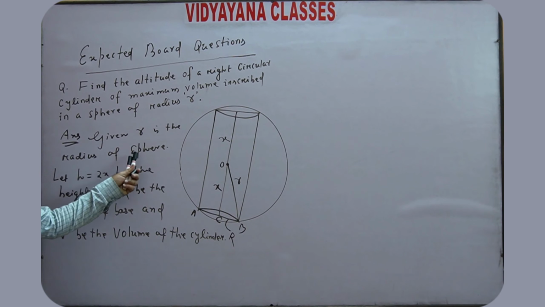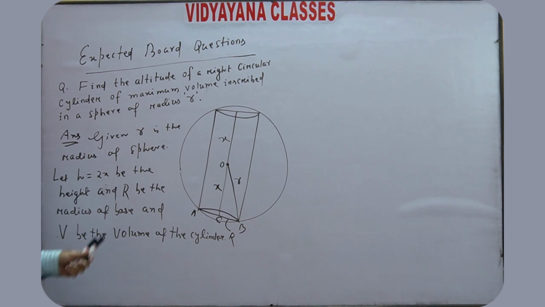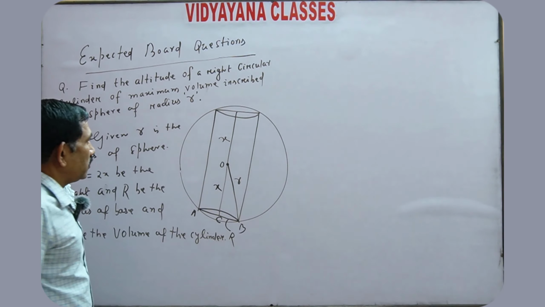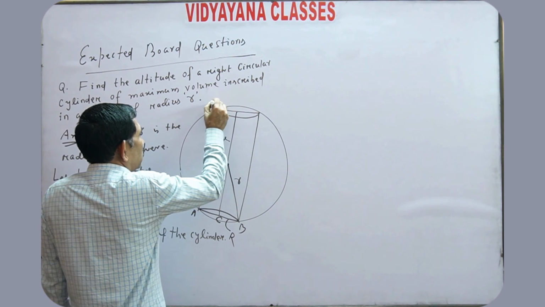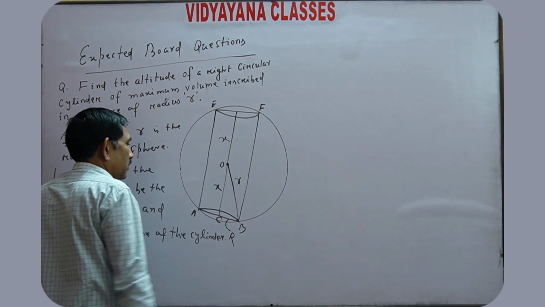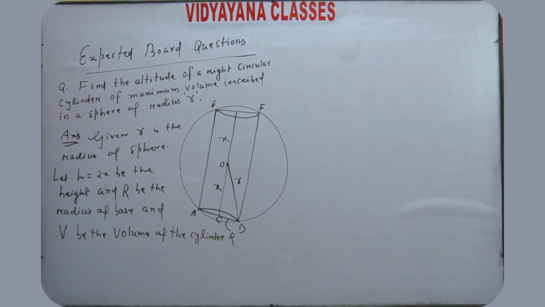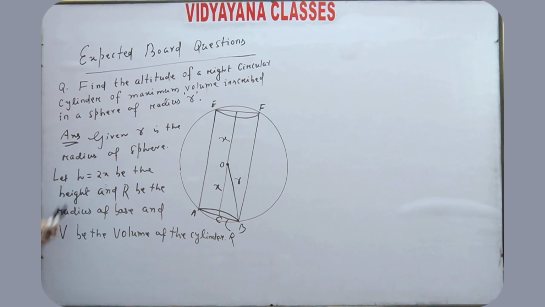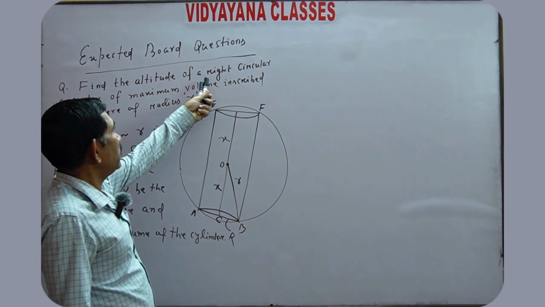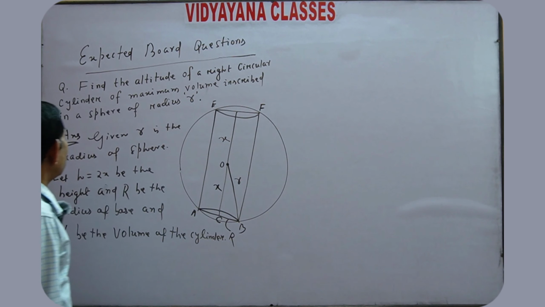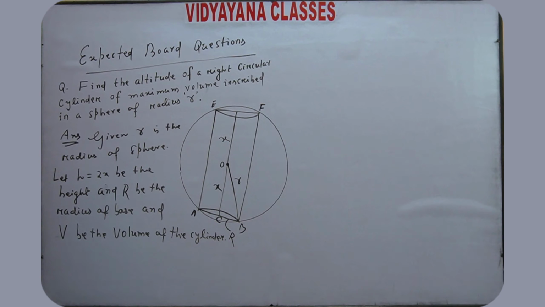R is the radius of the given sphere. Let h equal to 2x be the height and r be the radius of base and V be the volume of the cylinder. It is cylinder ABEF. Clear? Find the altitude of a right circular cylinder when the volume is maximum.